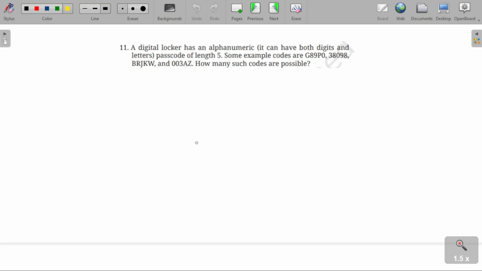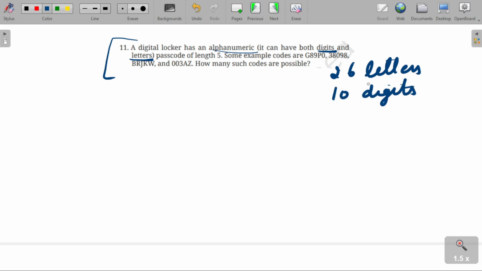Moving to the next question, 11th. A digital locker has an alphanumeric passcode. Alphanumeric means we can use digits and we can use letters also. 26 letters are there in the English alphabet, and we have 10 digits to choose from. Now these days we use alphanumeric passwords. The passcode length is 5. Some examples are given. How many such codes are possible?